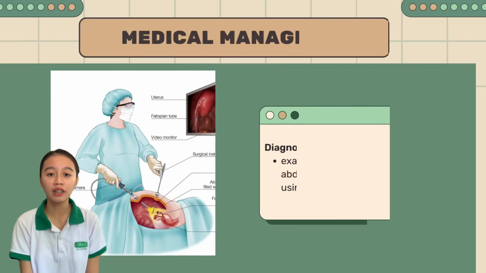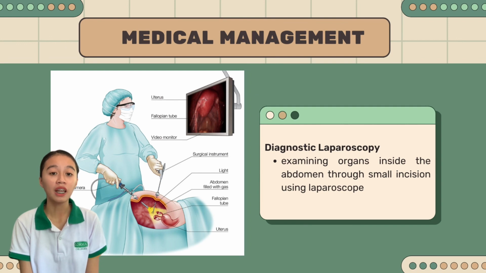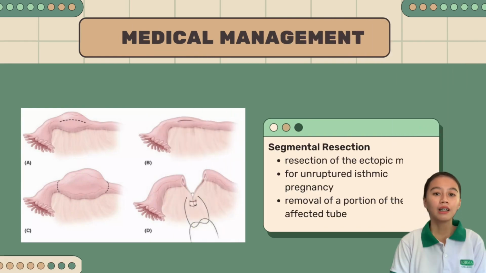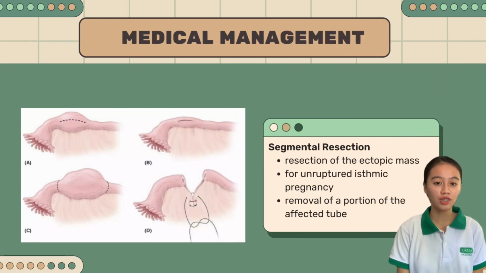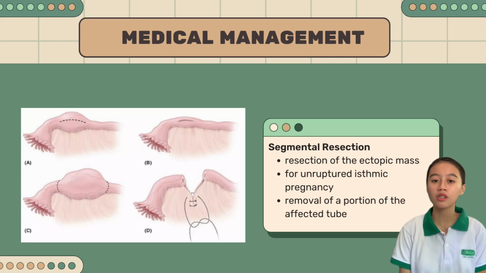Next, we have here the diagnostic laparoscopy. It is a surgical diagnostic procedure that is used to examine the organs inside the abdomen as well as other closed spaces such as knees. It is a low-risk, minimally invasive procedure that requires only a small incision. Lastly, we have here the segmental resection. This is the resection of the ectopic mass that is used for unruptured isthmic pregnancy because salpingectomy may cause scarring and subsequent narrowing of a small isthmic lumen.